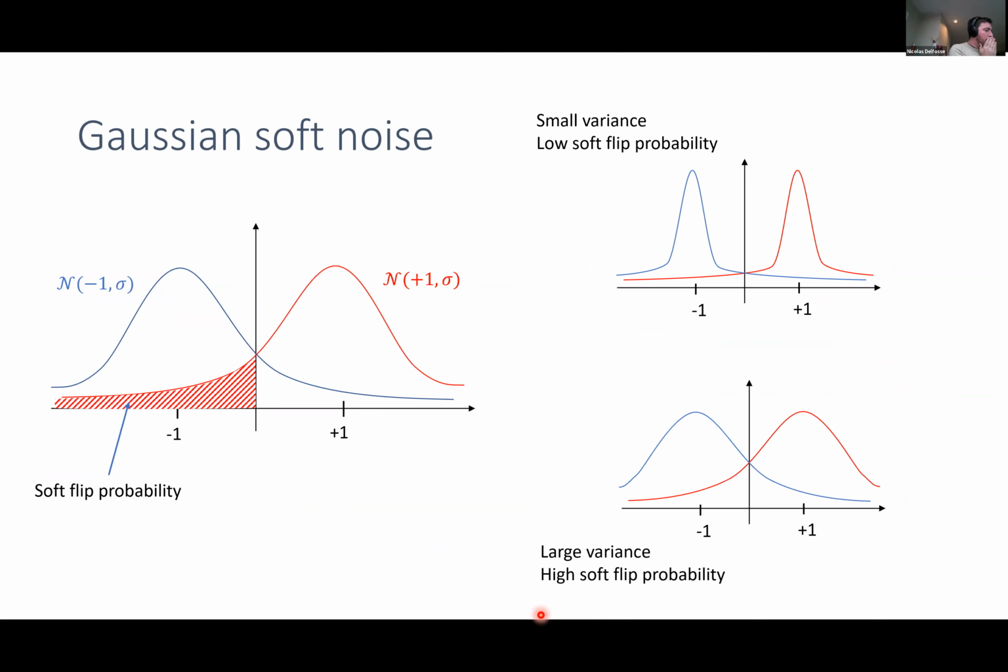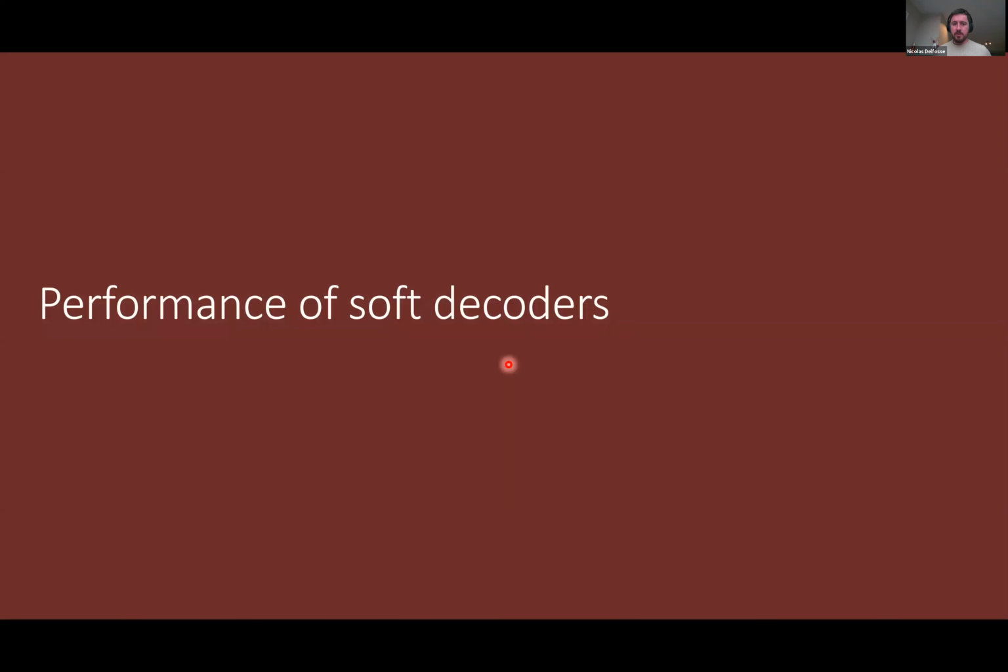And now, excuse me. Now, what is the soft flip probability? The probability that we have a flip inside this model is given by the tail, the integral of the tail. So this tail must be small if we want a small flip probability. We will consider two regimes, one where we have a small variance for our Gaussians, and then the overlap is small, the soft flip probability is small, and another regime where we have a large variance, and then the soft flip probability is large. Okay, so if there is no question on the model, I'm going to move to our numerical result. I'm going to tell you what kind of performance we obtain by using this soft information.